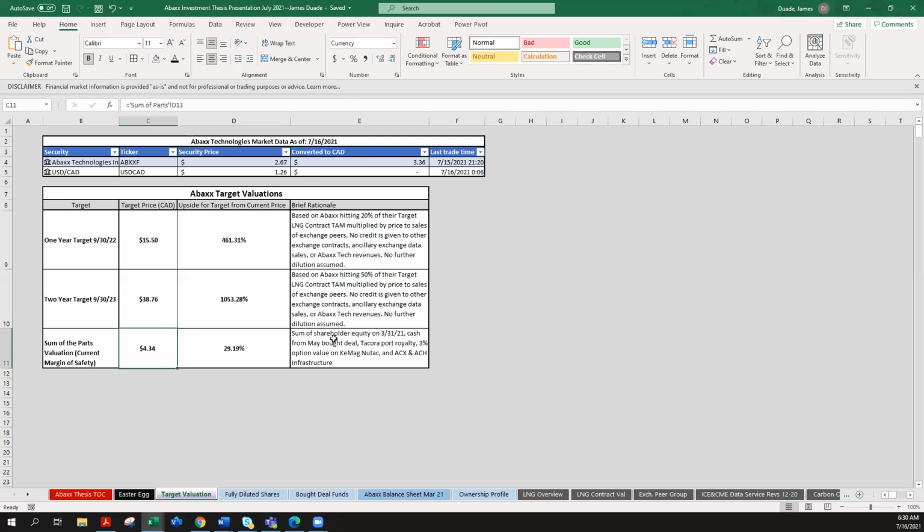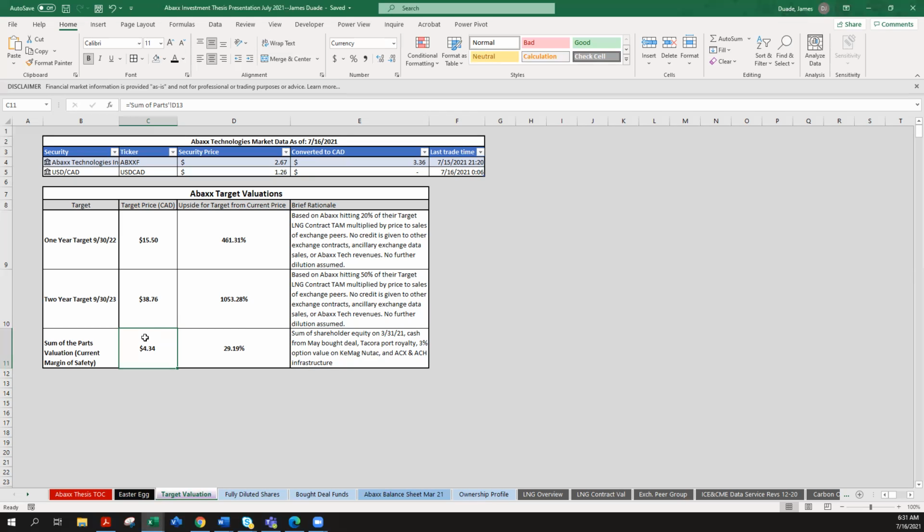Over here, you can see my rationale, which is that this sum of the parts includes shareholder equity as of March 31st, cash from the May bought deal, which we'll discuss in a moment, the Tacora Port royalty, a 3% option value on K-Mag Newtac, which I'll discuss in detail, as well as the exchange and clearinghouse infrastructure. I give zero credit to the technologies, even though I think they are quite valuable. Basically, the only thing that I'm valuing here is if you were to liquidate the company, what do you think we could get in this market environment?